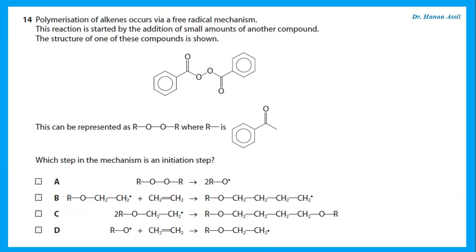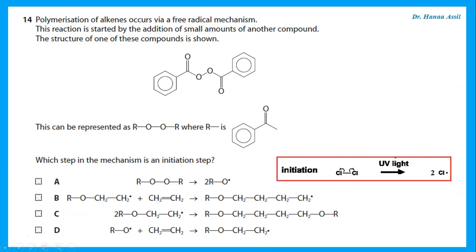Now, if you remember when we talked about the free radical mechanism of halogenation of alkanes, what was the initiation step? The initiation step was the first step in which the bond between the 2 Cls is broken by homolytic fission. Homolytic fission, we said, means 1 electron from the bond goes to each atom to form 2 free radicals. So out of these choices, which one is the initiation step? Well, it's the one where the bond breaks to form 2 free radicals.